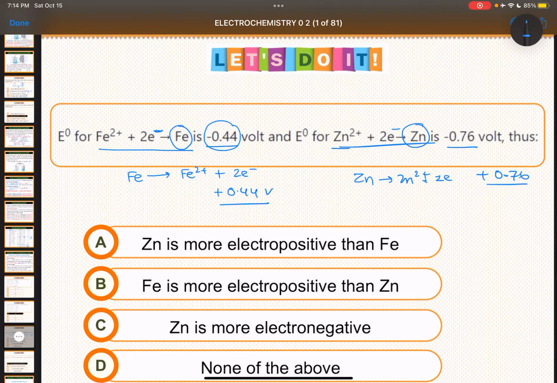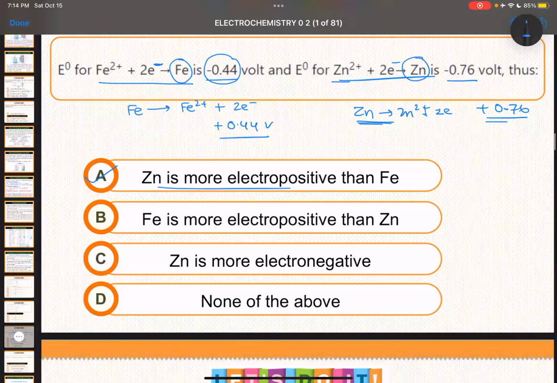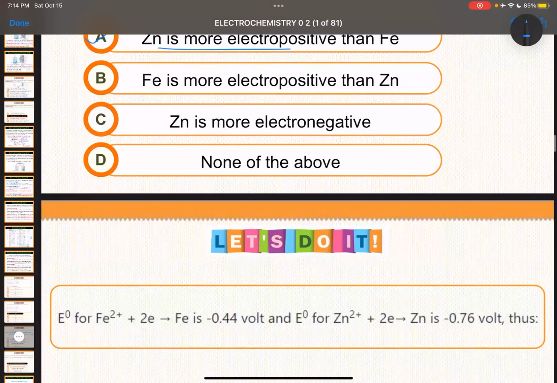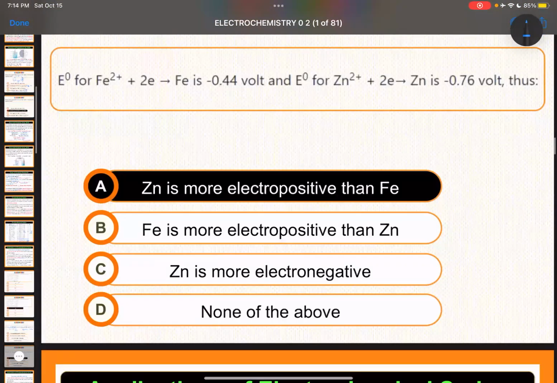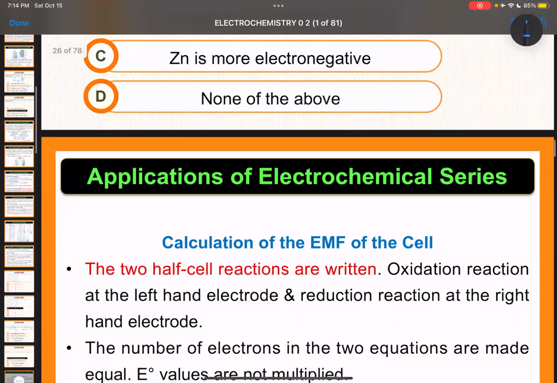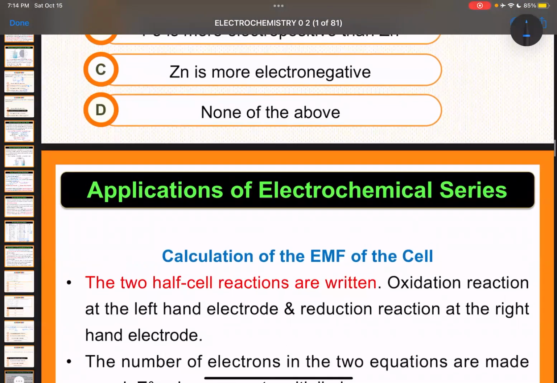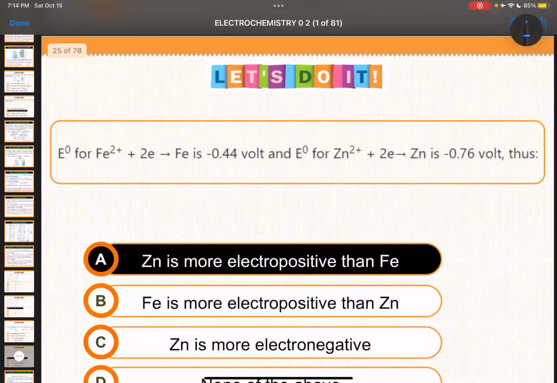So if the EMF value, or the electrode potential, is positive, it means it can happen very easily, and the higher the positive value, the more easily it can happen. Because we want to measure the electropositive character, meaning the one which can lose electrons most easily, that is zinc. So zinc is more electropositive than iron. Clear? So you can just compare. Basic questions will come, right? Let me take some more questions.